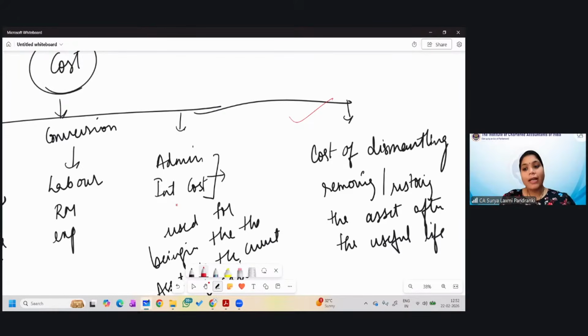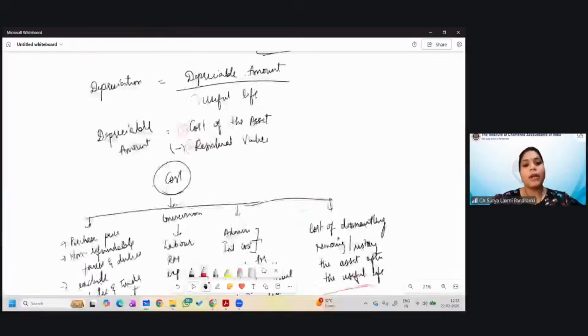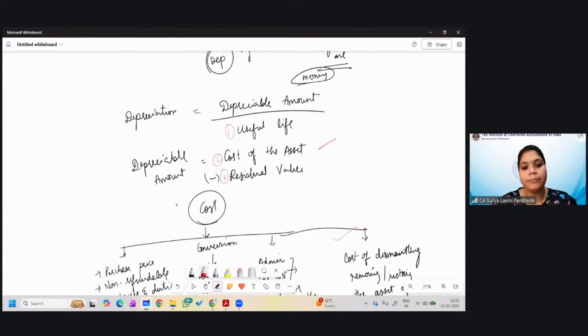Such kind of dismantling or restoring expenditure will also be added to the cost of the asset. That is the cost of dismantling, removing or restoring the asset, right? So that is what is included in the cost of the asset. And what is residual value? We all know what useful life is. What is residual value? It is nothing but the scrap value, or the value that you are going to receive after the useful life. If you have to sell that particular asset, what is the value you will receive?